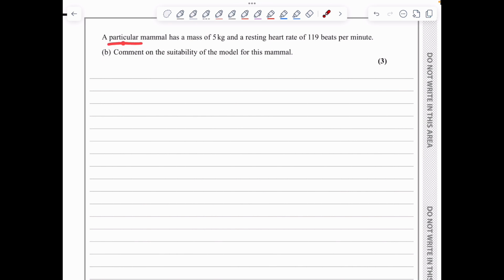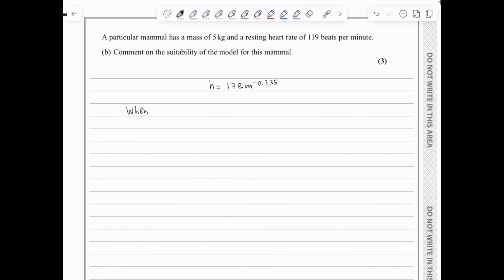Now a particular mammal has a mass of 5 kilograms and a resting heart rate of 119 beats per minute, and we need to comment on the suitability of the model for this mammal. So this is the full equation of the model. So we will be substituting M is 5.